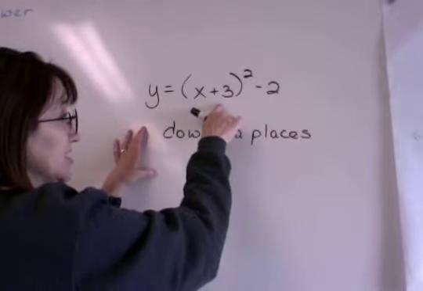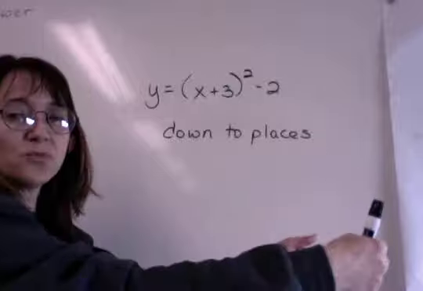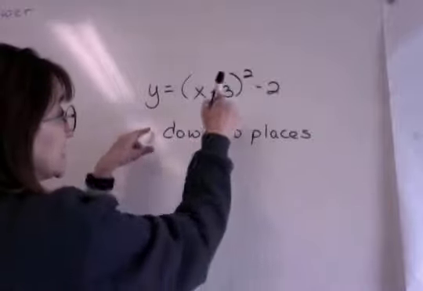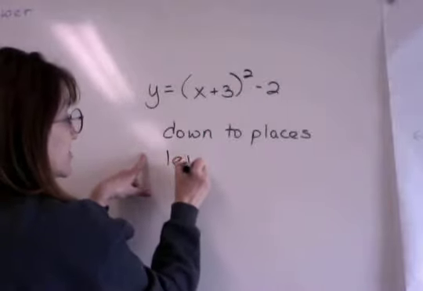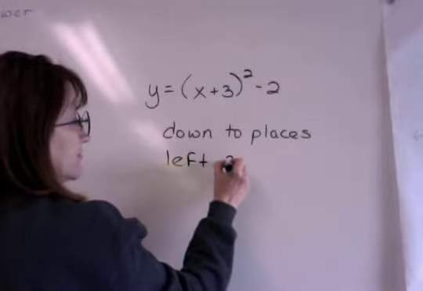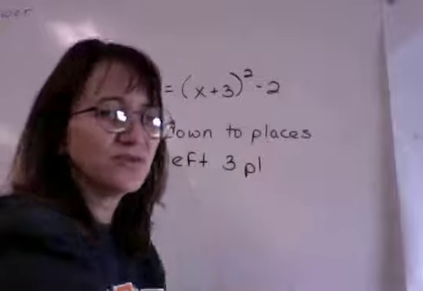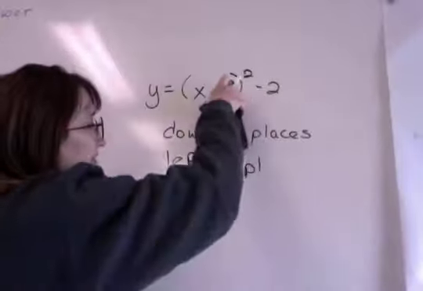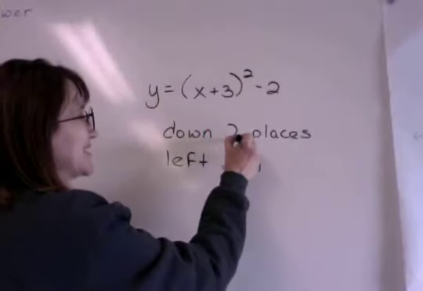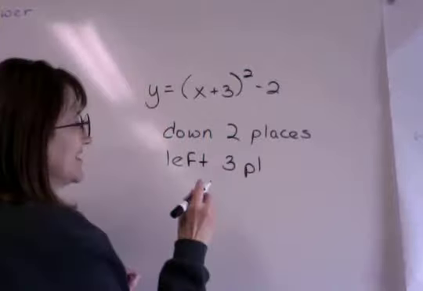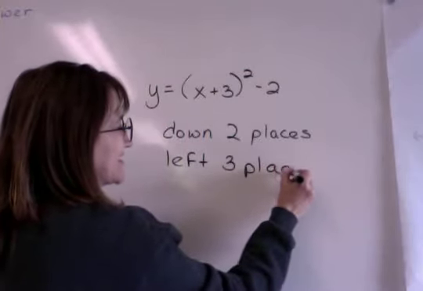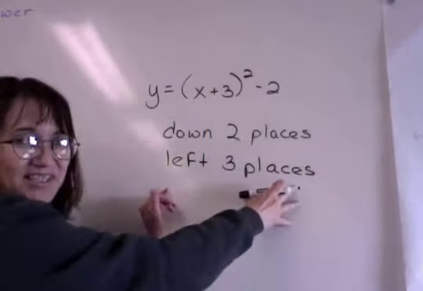This is the opposite. You want to say, oh, that'd be the right. No, but it's wrong. That's telling me to go to the left 3 places. Down. Did I actually do this? Okay. Down 2 places. Left 3 places. That's my translation.